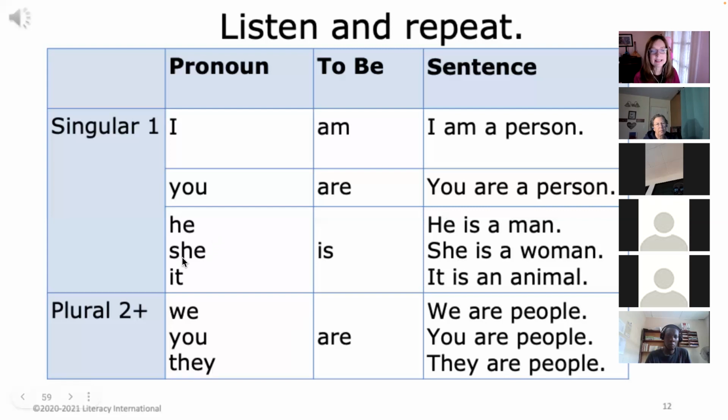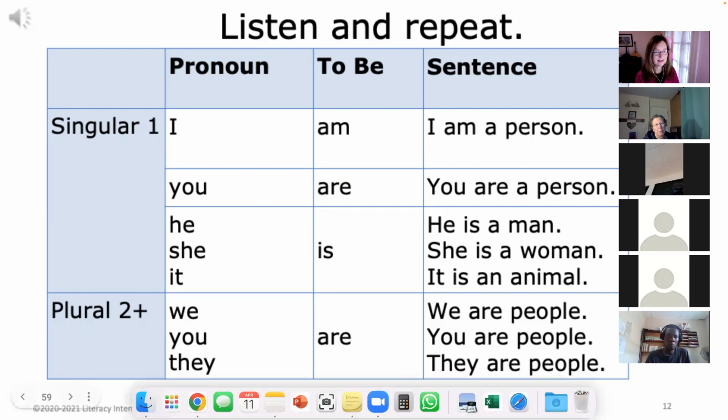And he, she, or it, if it's one person or one thing, we're going to use is. Again, that's that third person S. We need to have an S at the end of the verb when it is being used in the singular form in the third person simple present.